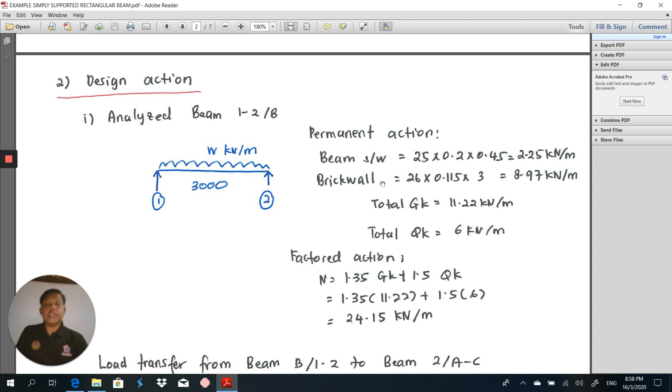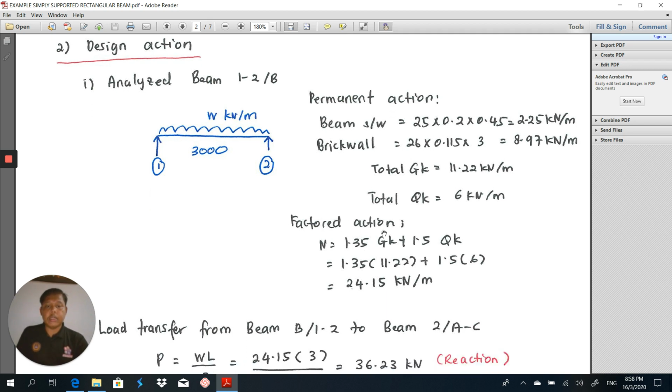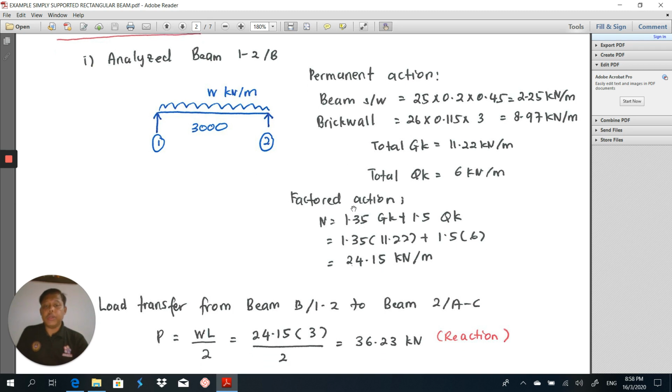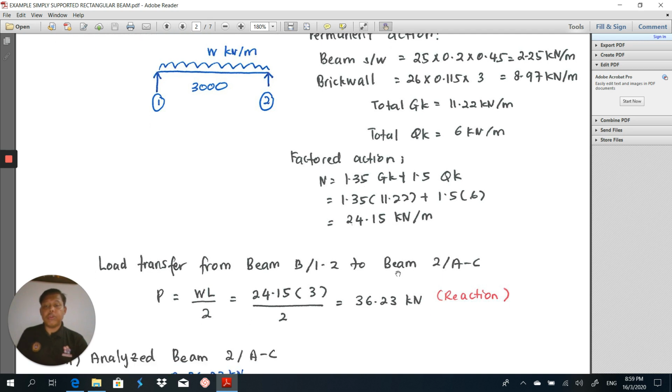So here is the calculation for the permanent action and also variable action, where the beam self-weight is 25 times 0.2 times 0.45, we get 2.25 kilonewton per meter. The brick wall is equal to 26 times 0.115 times 3 meter high, which is equal to 8.97 kilonewton per meter. Then the total permanent action is 11.22 kilonewton per meter. The given total of variable action is 6 kilonewton per meter. Then we factorize the load or action, N equal to 1.35 GK plus 1.5 QK. Therefore, the answer here is 24.15 kilonewton per meter.